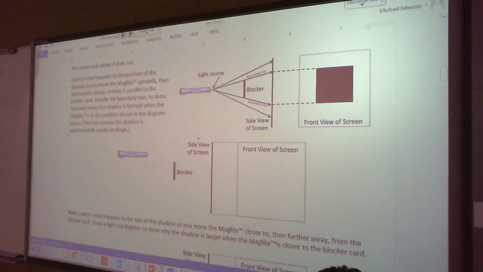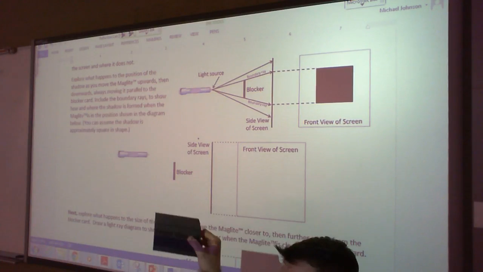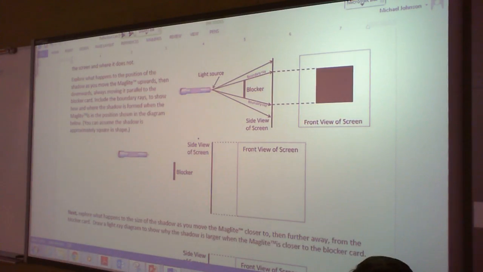So what do you think is going to happen when we have our mag light shining on our blocker here and we move the mag light above? What's going to happen to the shadow of the blocker in this case? Move downward. And let's go ahead and try and show that with our ray diagram.